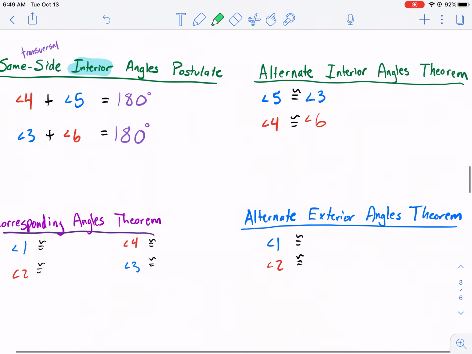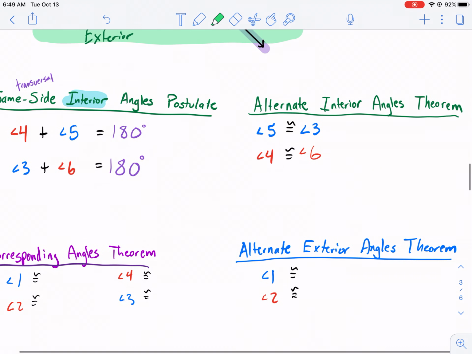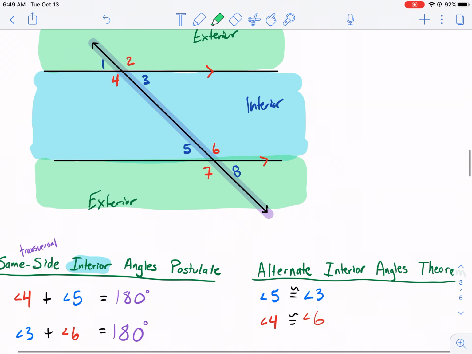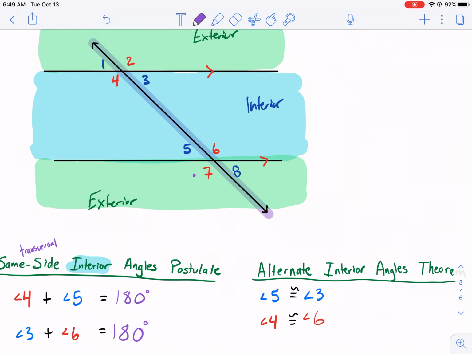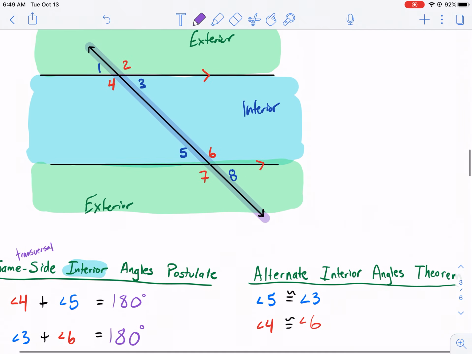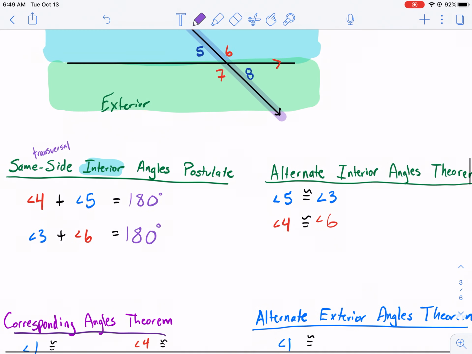So exterior space, we're talking about the green area, and we're talking about alternate exterior. So one on one side of the transversal, and then one on the other side. So 7 and 2, and then 1 and 8. We're not talking about 7 and 8 because those are supplementary angles. We're talking about alternate exterior on opposite sides.